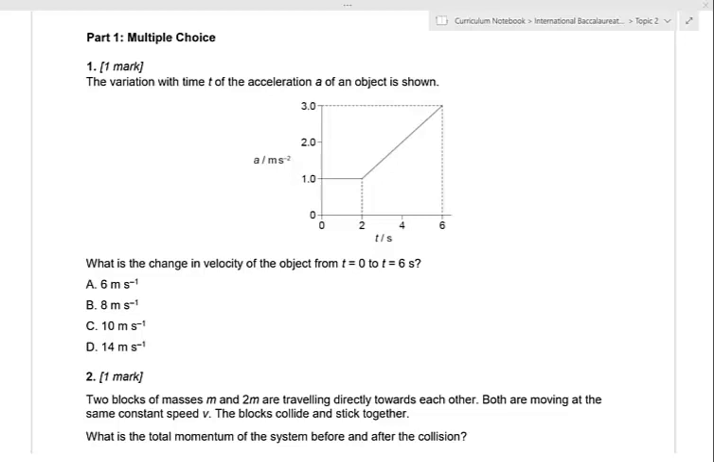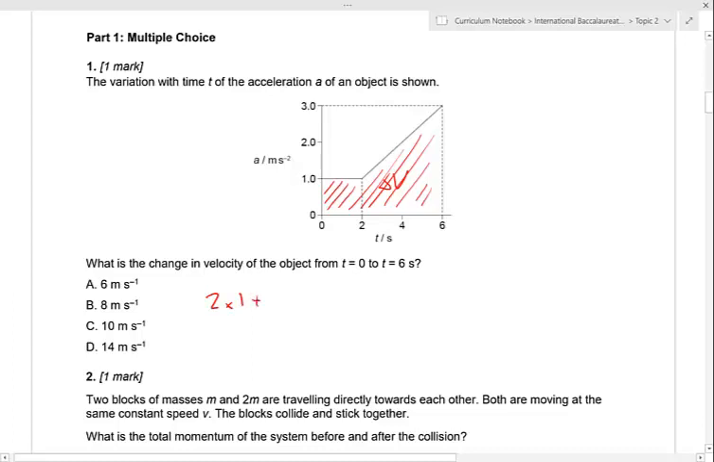Well, for an acceleration-time graph, the change is the area under the graph. So, this stuff here is added together to give delta v. So, what do we have? It's going to be 2 times 1 plus, well, I'll split this into this, plus 4 times 1 plus the triangle, which is 1/2 times 4 times 2. So that gives 2 plus 4 plus 4. Okay, so that gives us 10, so the answer is 10.